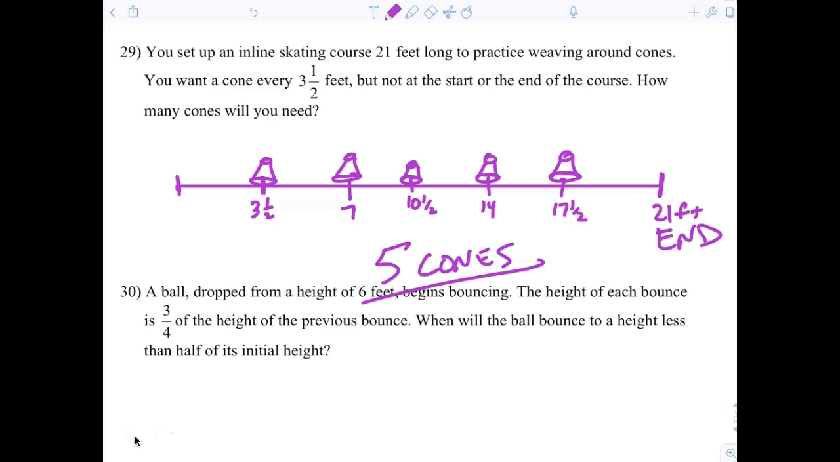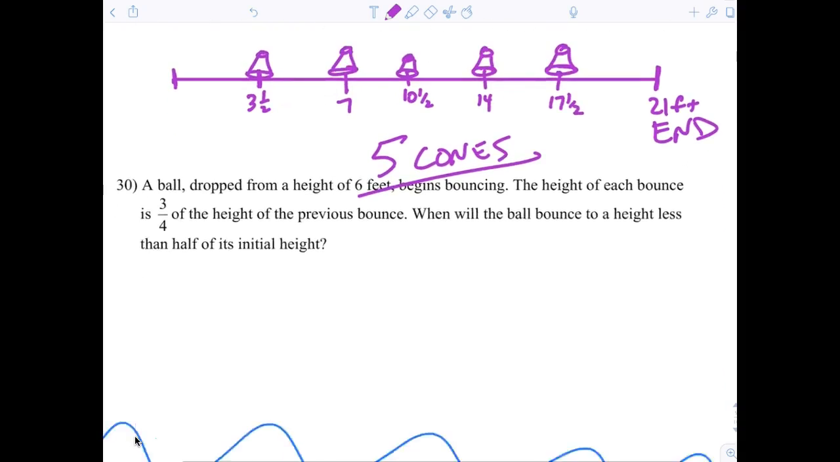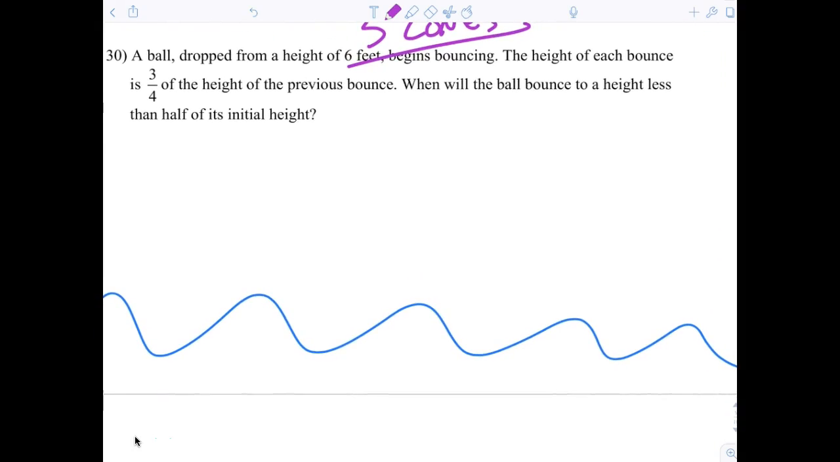Let's see what the next one is. 30. All right. Here we go. Man, this is a fantastic problem. Who hasn't said anything today? Come on. Have you said anything today?